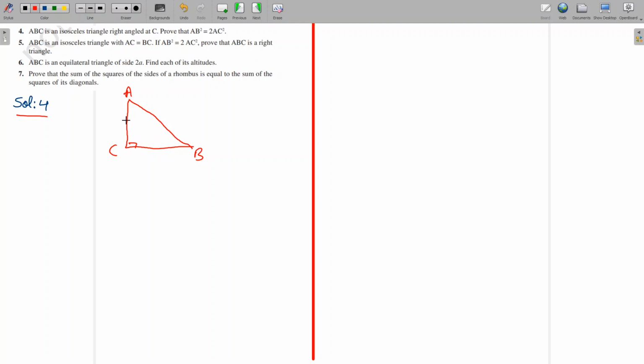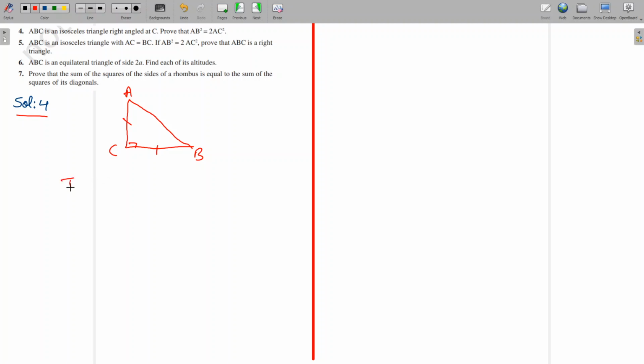Now the two sides which will be equal will be AC and BC, because we know that in a right triangle the hypotenuse is the biggest side, so AB cannot be equal to any other side. So the only two sides which will be equal will be AC and BC. Now since it is a right triangle, we will be applying Pythagoras theorem.